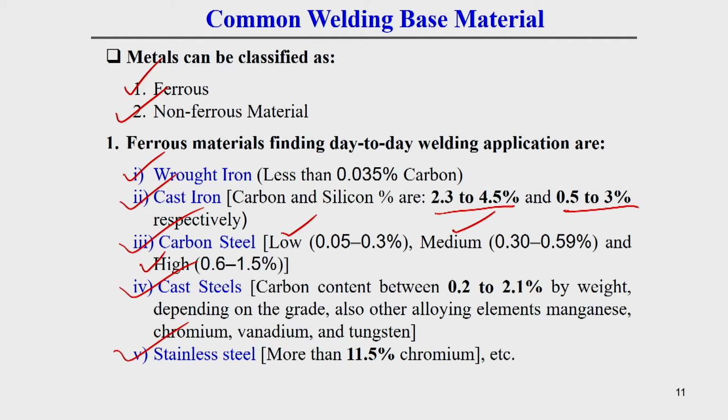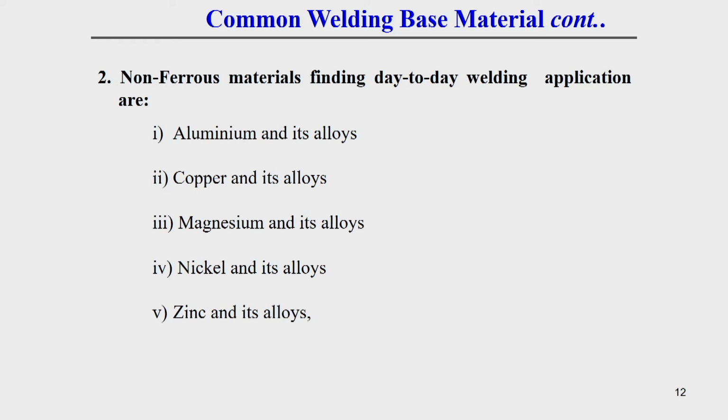Now stainless steel is also weldable. Stainless steel is a material where generally more than 11.5% chromium is there. Due to this percentage of chromium, a stain layer develops over the surface of the steel. This layer protects from corrosion and increases the corrosion resistance of the material.